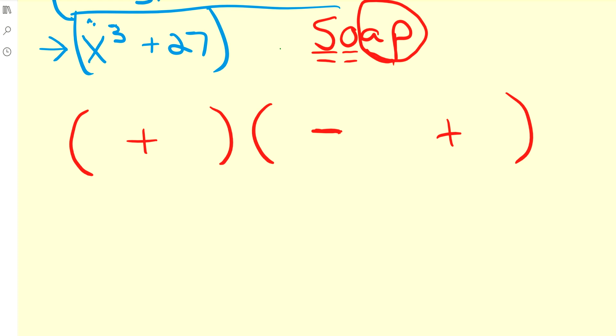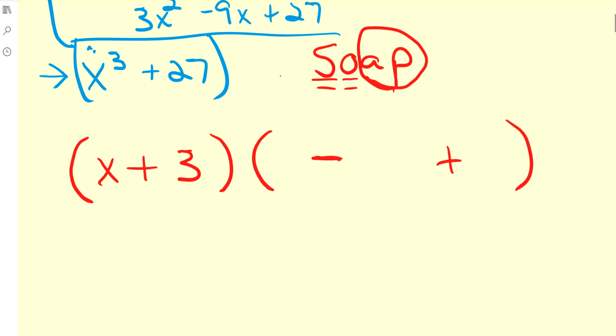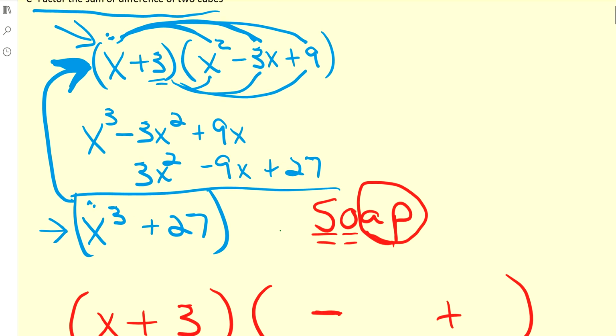Okay, once we get here, I want to fill in my binomial. What's the cube root of x to the third? The cube root is x. And what's the cube root of 27? The cube root of 27 is 3. And if I scroll up here to that problem that I multiplied, notice I got x plus 3.